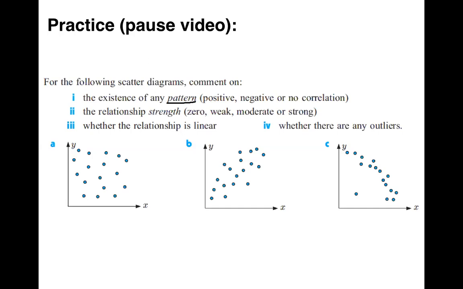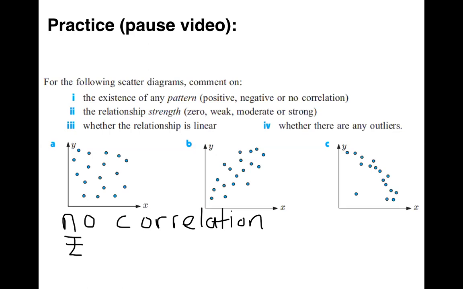Okay, so this first scatter plot, it looks like there is no correlation at all. There doesn't seem to be any trend here, meaning that the strength is 0. Because there's no trend, we cannot describe this relationship as linear, and we can't really say whether there are any outliers because there's no trend.